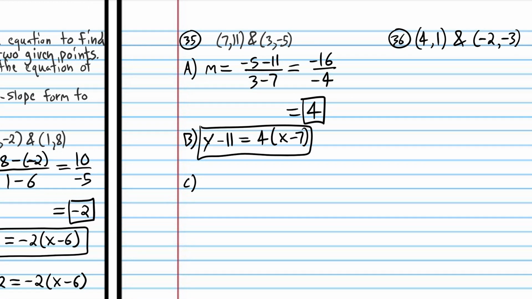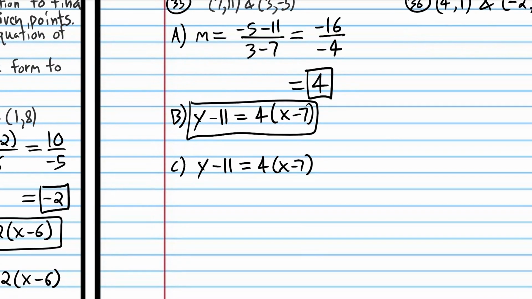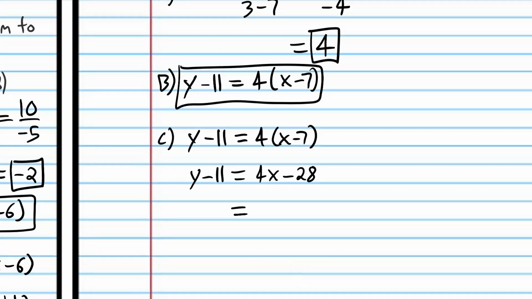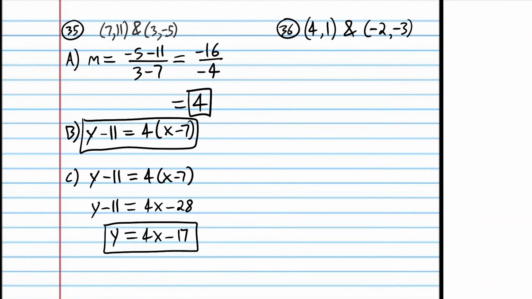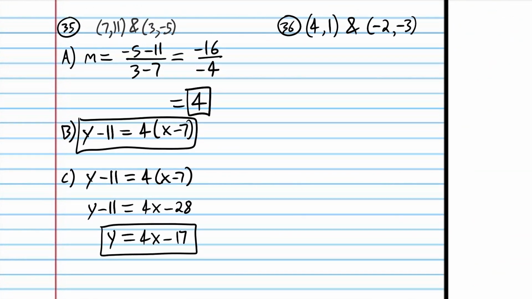And part C, I'm going to rewrite that point slope form and then convert it to slope-intercept form. 4 times x is 4x, 4 times negative 7 is negative 28. And I'm going to add 11 to both sides. And there you go. So if you got those answers, good job. Now try number 36, and when you come back, we'll do it together.